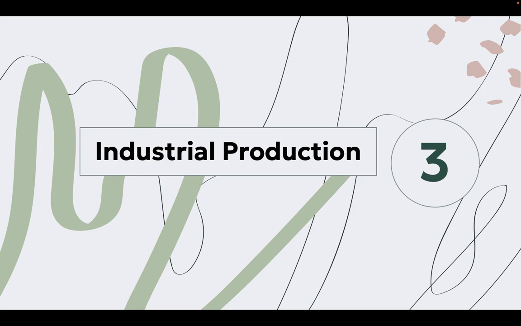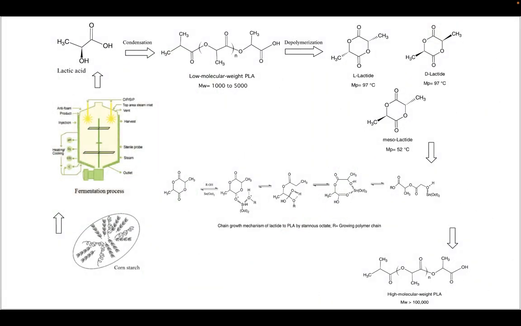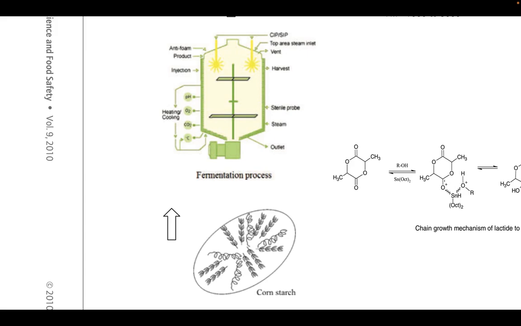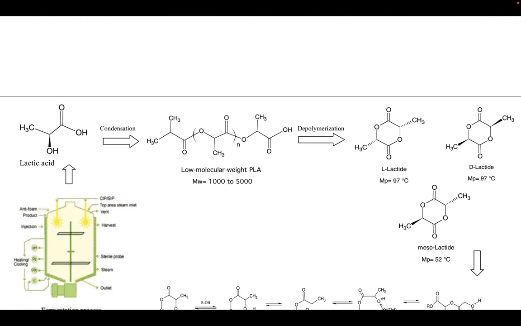Coming up next, I want to share the industrial manufacturing process for PLA. Derived from biomass, PLA industrial production includes three main steps: fermentation, separation, and polymerization. Now, we'll take a closer look at this illustration. Firstly, lactic acid is produced via fermentation from cornstarch. Then, lactic acid goes through a condensation process to remove water to form low molecular weight PLA. Next, we go to a step called the depolymerization process to synthesize the lactide monomer.